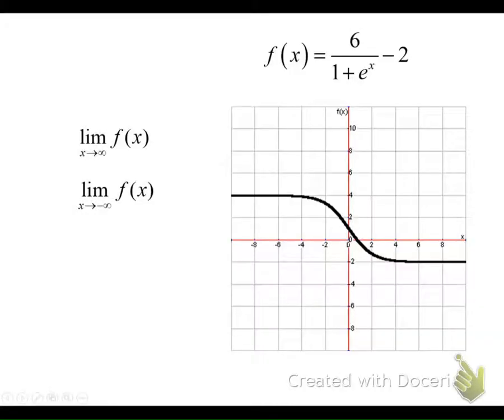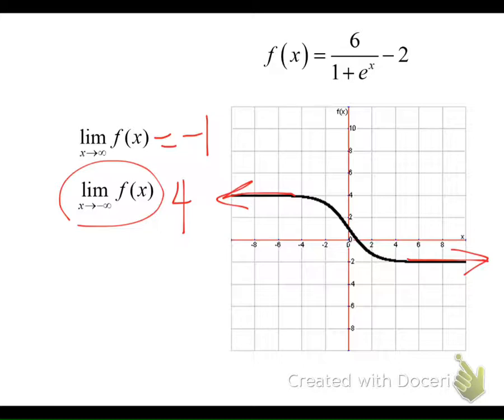Okay, this one's sort of the same idea. The limit as x approaches positive infinity would be -1. The limit as x approaches negative infinity would be 4. Actually, I lied. I said -1, but we're apparently counting by 2, so this is a -2 right there.